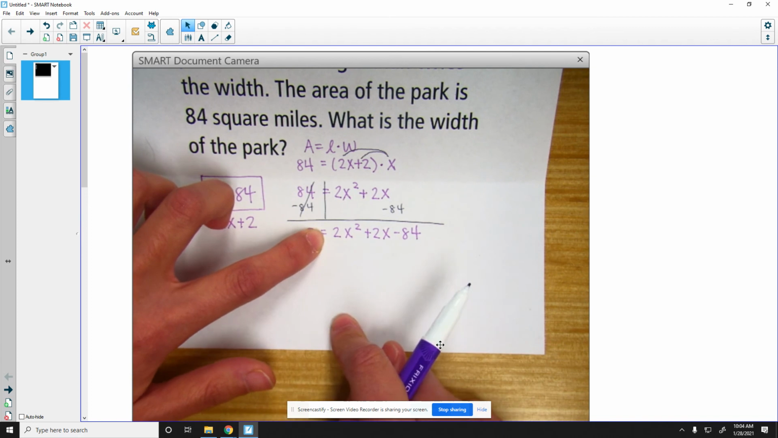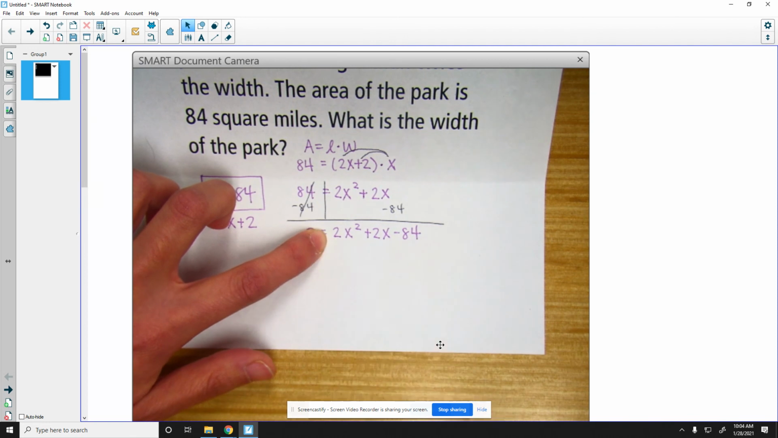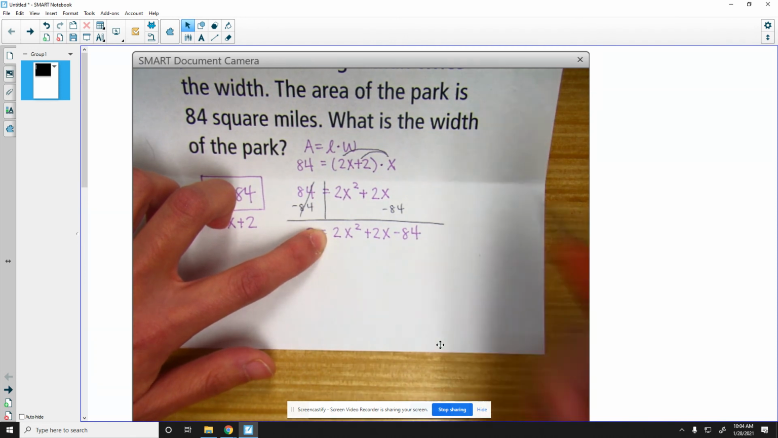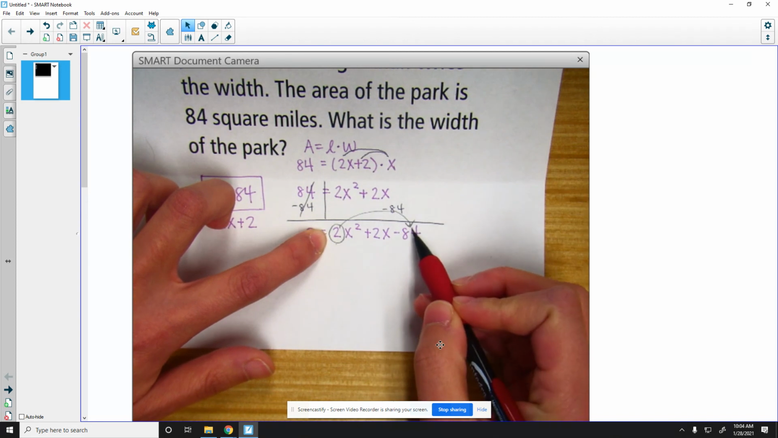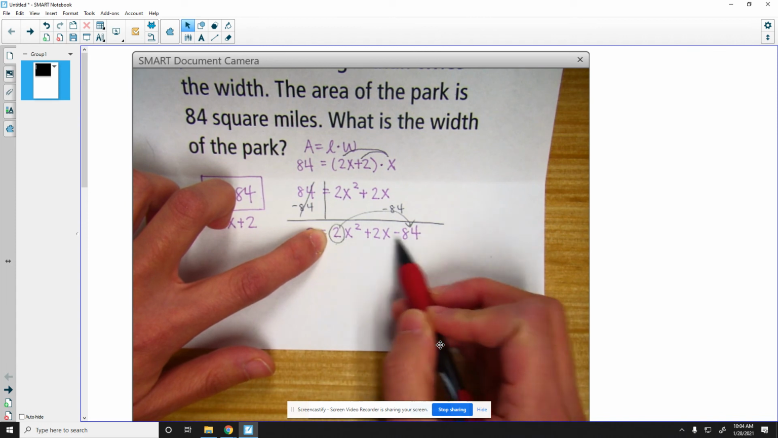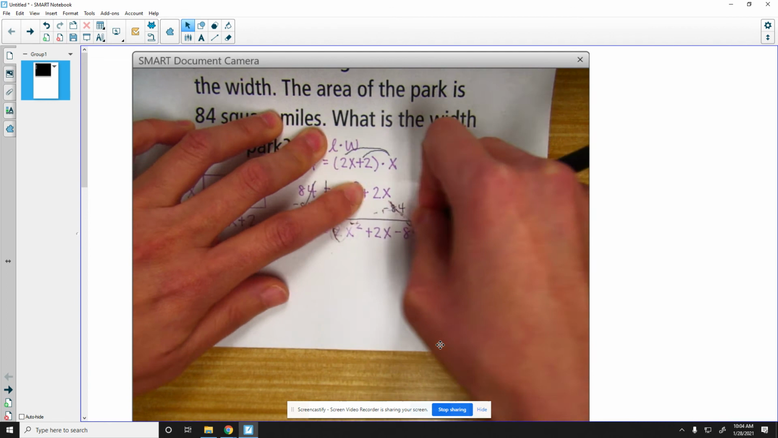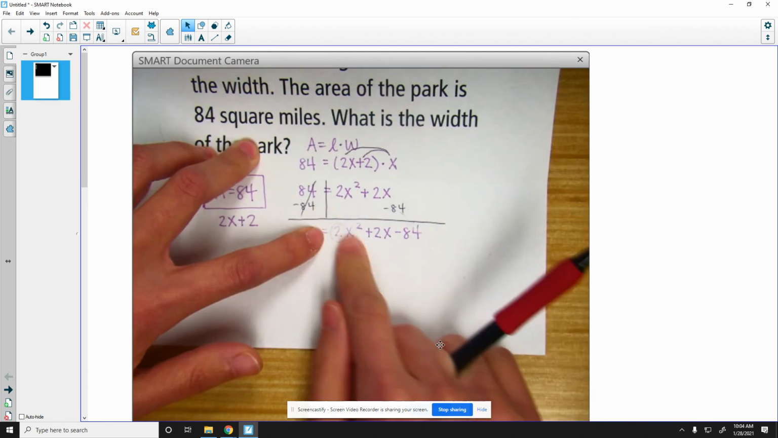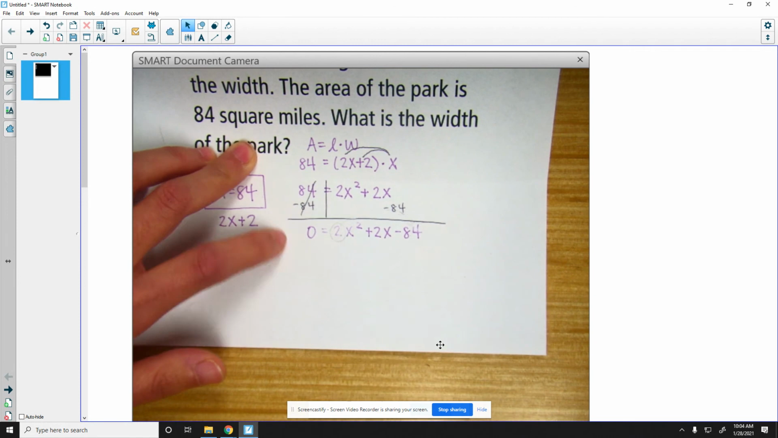Can I just do big X? No, because it starts with a 2, right? I can only do big X when it starts with a 1. So should I do magic numbers? No. Some of you are like, yeah, you should. That's what we learned. Magic number only works if you can't take any common numbers out. Do you see how you can take out a 2? So guys, let me tell you right now, if you did magic numbers with this, you would get the wrong answer because you could have taken something out first.